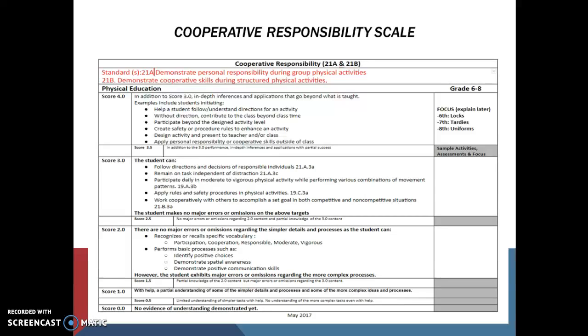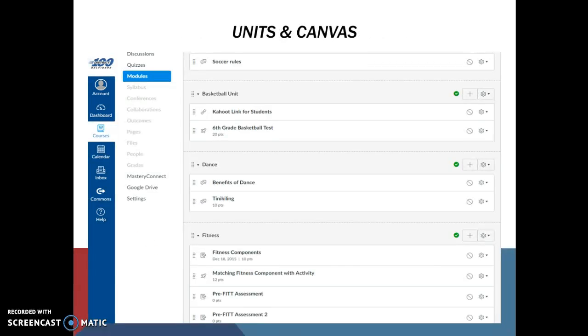And then here is our cooperative responsibility scale. Basically, our students have the opportunity of earning 10 points a day, 50 points a week if it's a 5-day week. And they can earn those points by following directions and being responsible, remaining on task, participating in moderate to vigorous physical activity, obviously really important for PE, applying rules and safety procedures, and then working cooperatively with others.